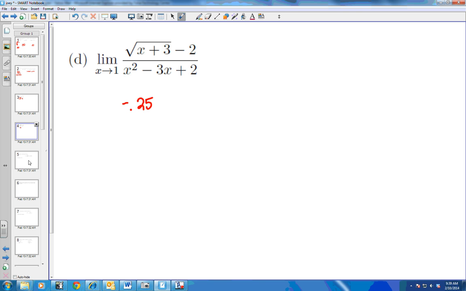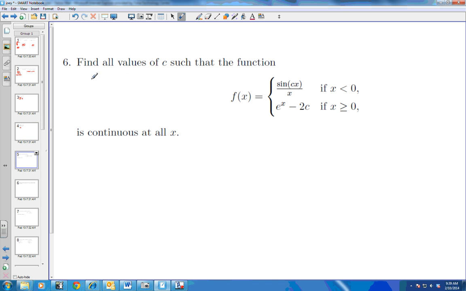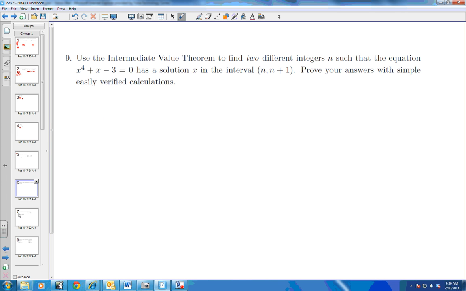Okay, so the next one. Okay, I'm going to come back to this one because I haven't figured out exactly what I need to do yet. All right, use the intermediate value theorem to find two different integers such that the equation has a solution x in the interval from n to n plus 1. Prove your answers with simple, easy, verified calculations.